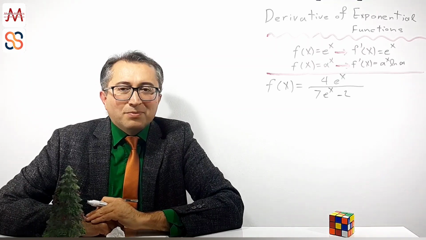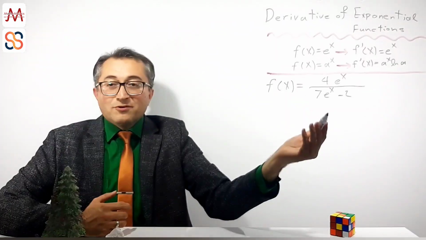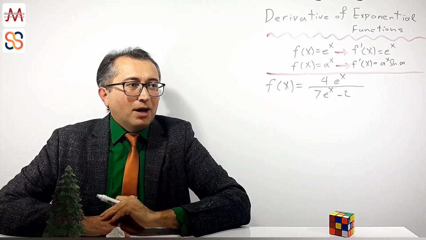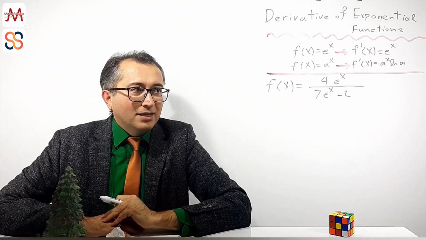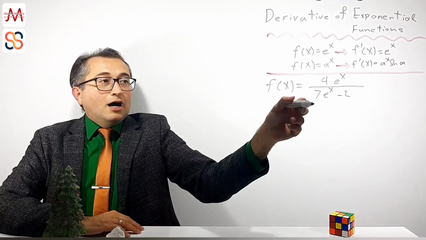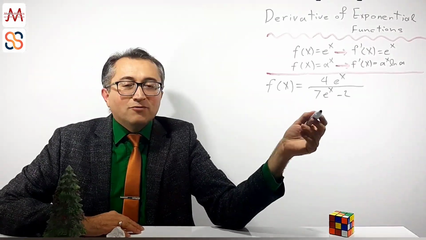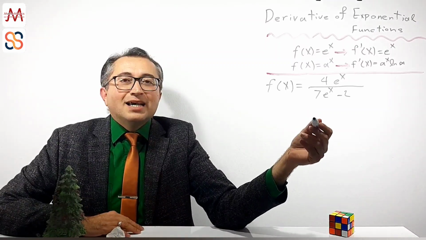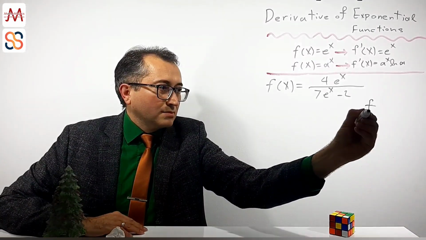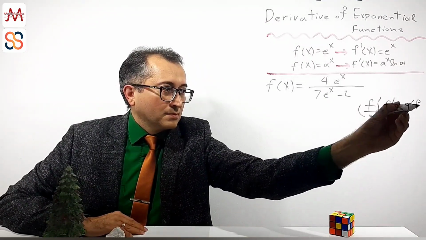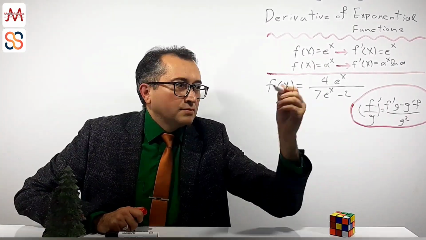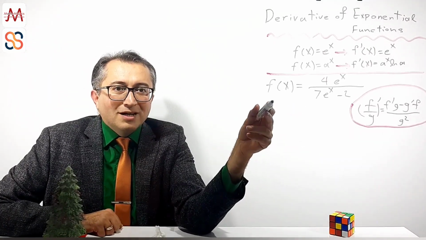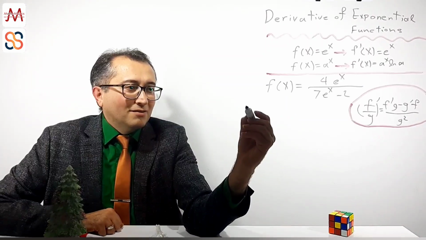In this example, f of x equals a fraction: on top 4 e to the x, divided by 7 e to the x minus 2. When it comes to fraction functions, what do we have to do? We have to apply the quotient rule. Just as a reminder, let's use the quotient rule to be able to take the derivative of this function.